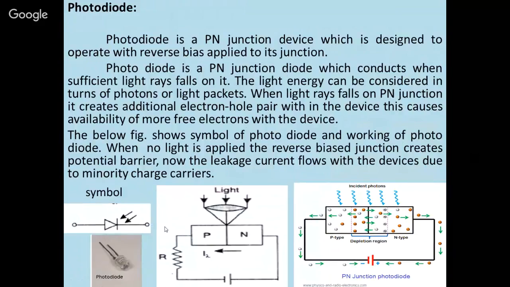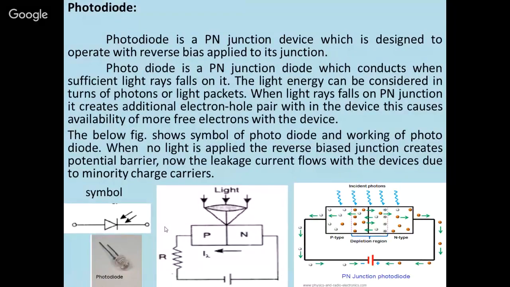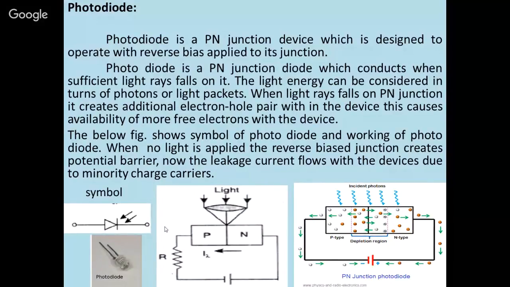Now we'll come to the first device, which is called a photodiode. I think you have already heard the name diode. A diode is a PN junction made up of semiconductor, where one terminal is taken from the P type and another terminal from the N type, and we call it a PN junction diode. But here we have a photodiode.